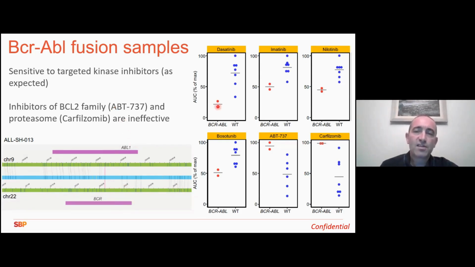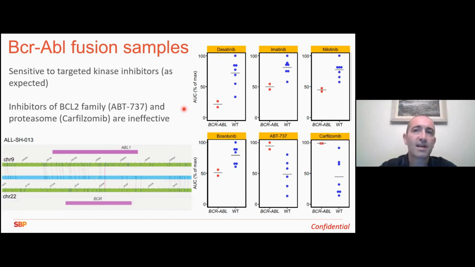And what we find is these two samples, when compared to our other 7, are much more sensitive to the targeted kinase inhibitors, dasatinib, nilotinib, bosutinib. This is not a surprise, because these agents are known to target ABL and similar kinases. And in fact, imatinib, or Gleevec, was actually designed as a selective inhibitor of BCR-ABL fusion. So this is not a surprise, but this is our proof of concept.